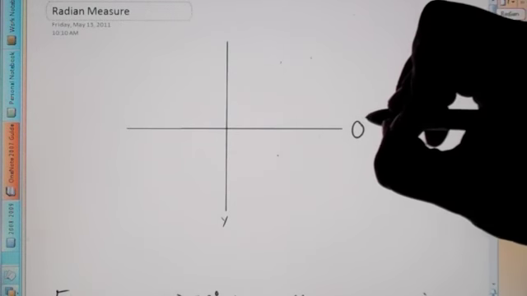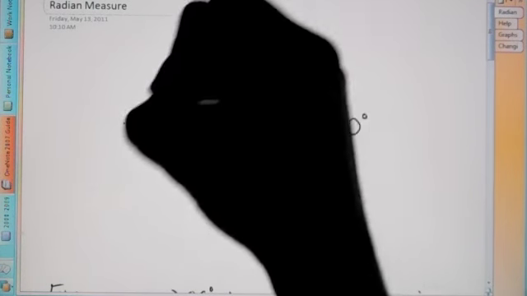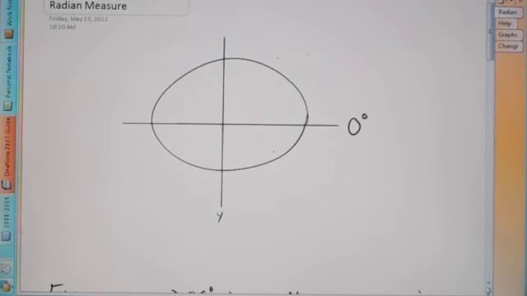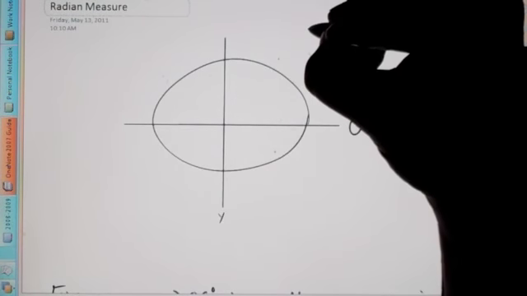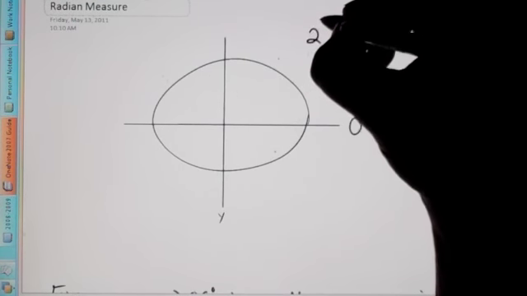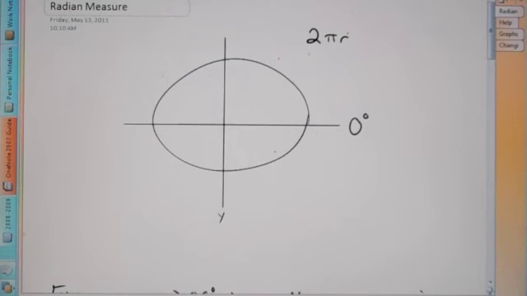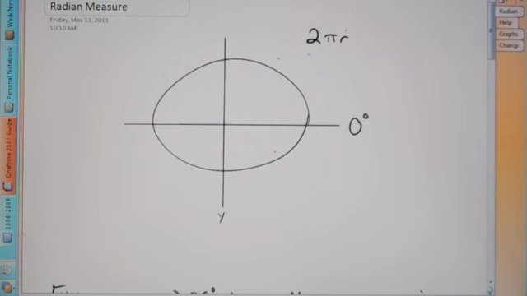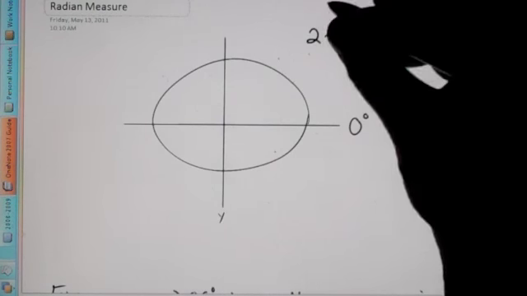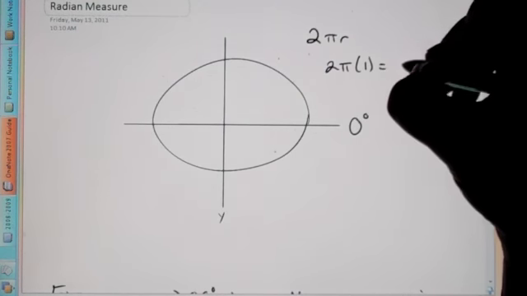The question is, what is a radian? Well, if we take an entire circle and work our way around, that's a bad circle, but oh well. The distance around a circle is also called the circumference, which is 2 pi r, 2 pi times a radius. To find radian measure, we're going to assume that the radius is 1. So if the radius is 1, we have 2 pi times 1, which is 2 pi.